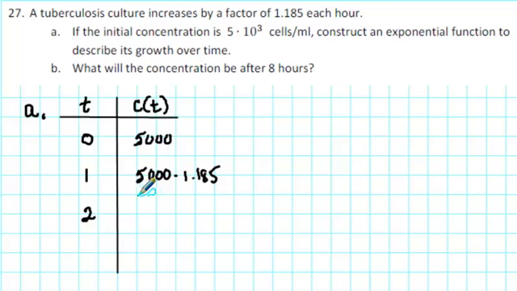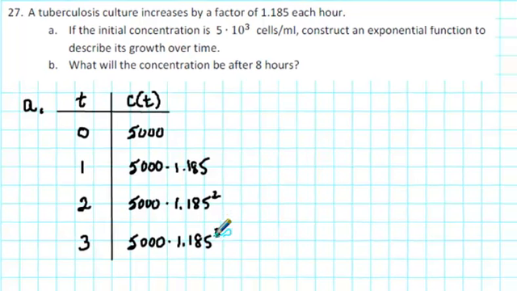How much would there be after 2 hours? Well, we would have to take the amount after 1 hour and multiply that by 1.185 again. So we would have 5,000 multiplied by 1.185, but then multiplied by 1.185 again. And so that would be equivalent to 5,000 times 1.185 quantity squared. How much would there be after 3 hours? Well, we would take the amount after 2 hours and multiply it by 1.185 again, and we'd end up with 5,000 times 1.185 raised to the third power.